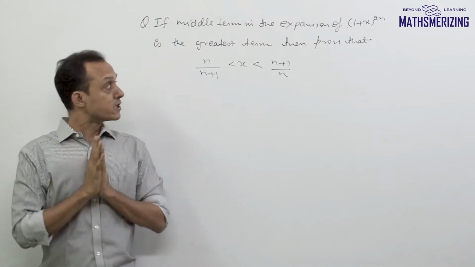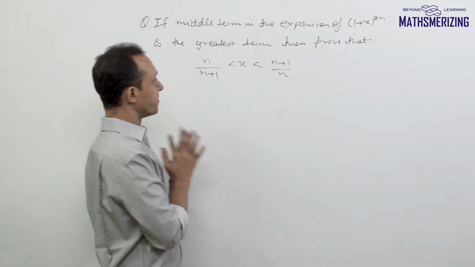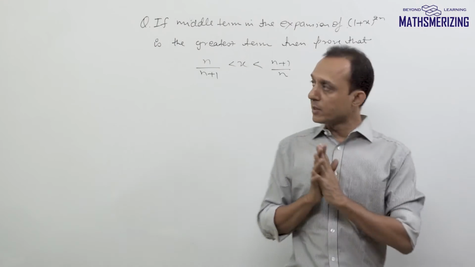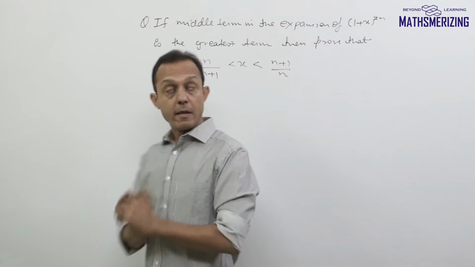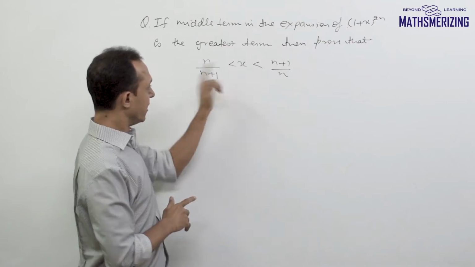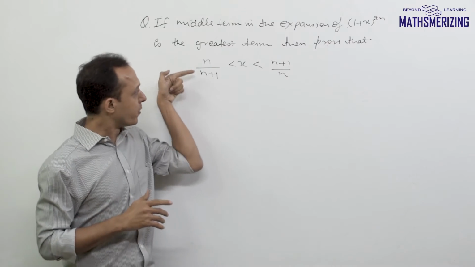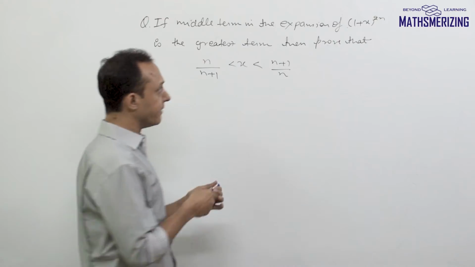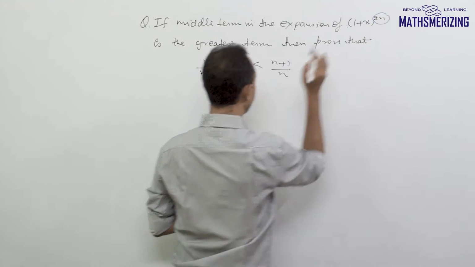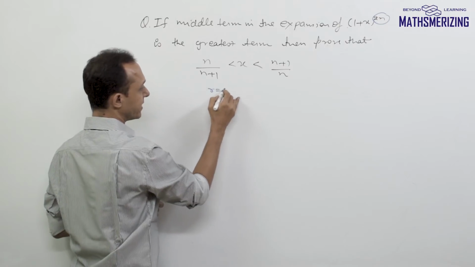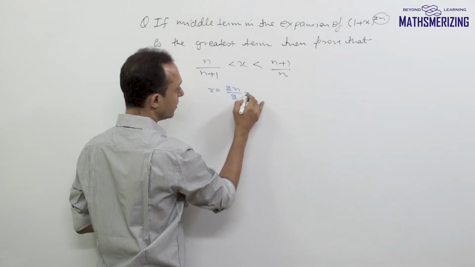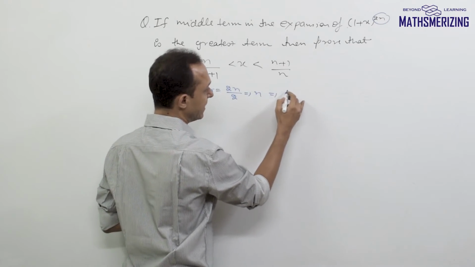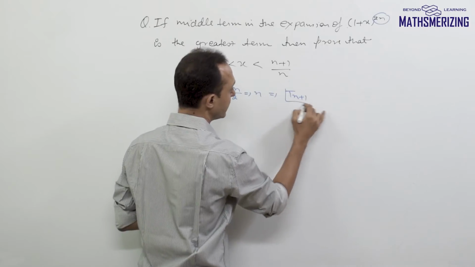Now let us take up another question which says, if the middle term in the expansion of (1 plus x) to the power 2n is the greatest term, then prove that the value of x should lie between n upon (n plus 1) and (n plus 1) upon n. So now what I know is it's an even power. Now in case of an even power, the value of r is given by 2n by 2, so there'll be n. So its middle term will be the t(n plus 1)th term.